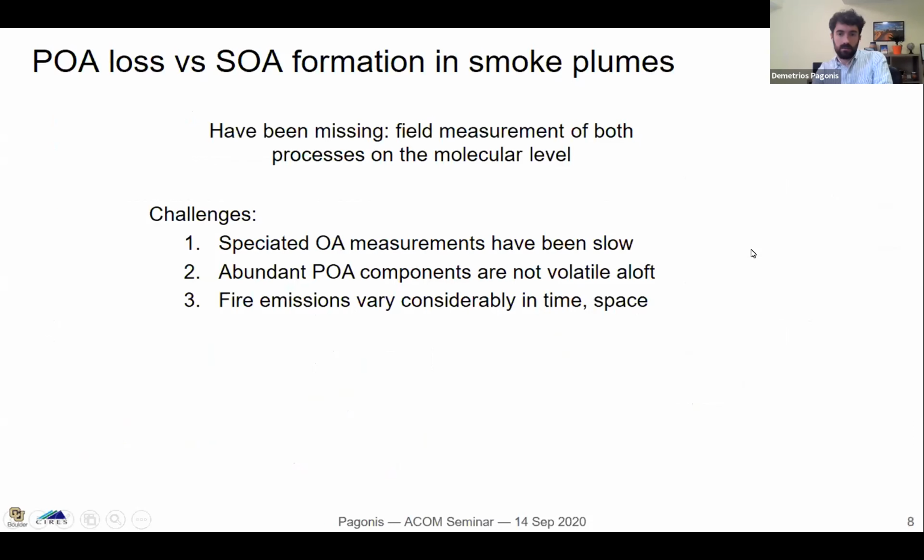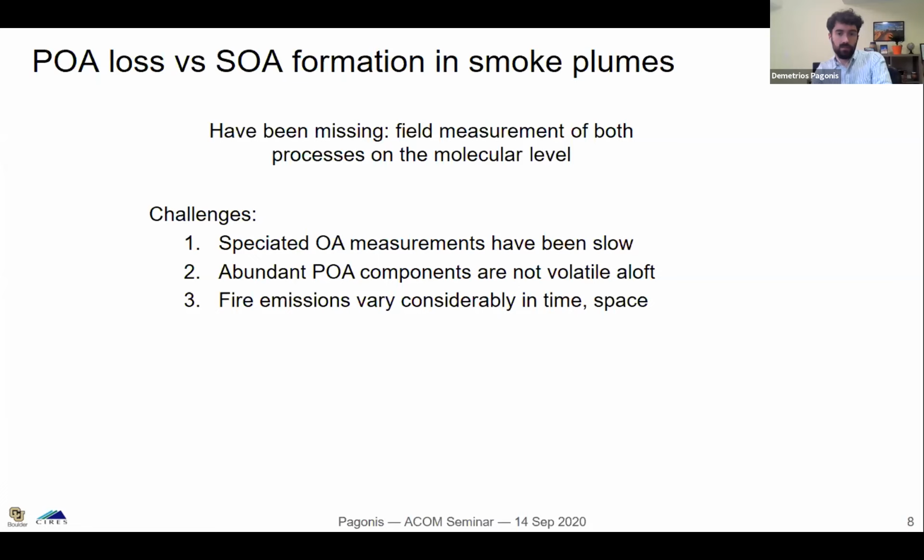Right, and so just from a historical perspective, this framework's been around for a while, but what we've been missing is field measurements of both processes occurring on the molecular level. Right? And there's quite a few challenges that have been in the way of doing this. Generally, speciated OA measurements have been slow in the context of airborne studies. You're either collecting aerosol on filters or using a particle into liquid sampler, and that requires a bit of time. So you're not able to fully leverage the power of airborne sampling with these slower techniques.